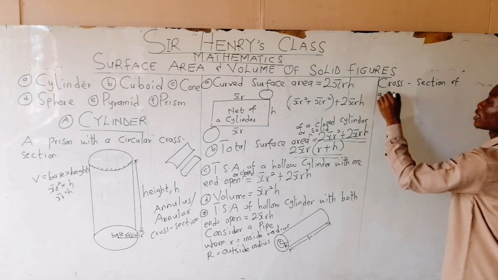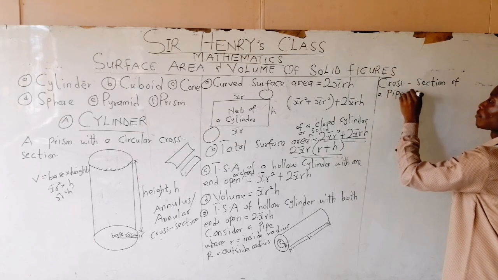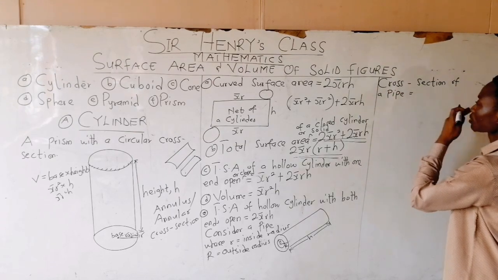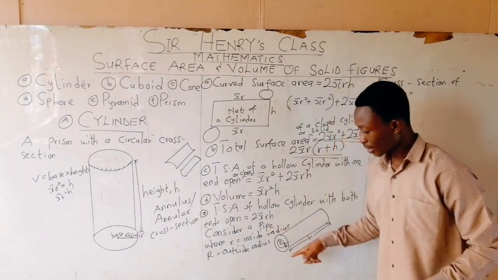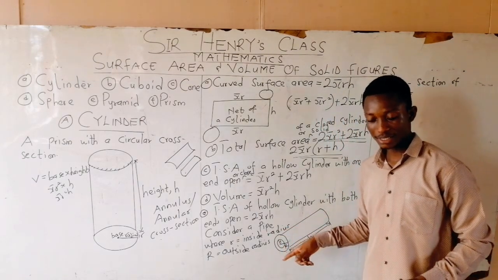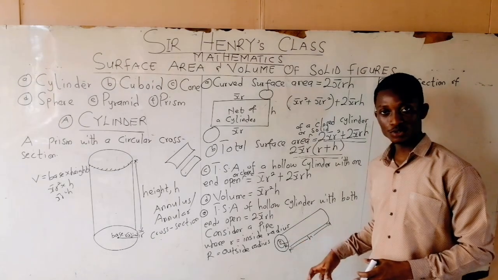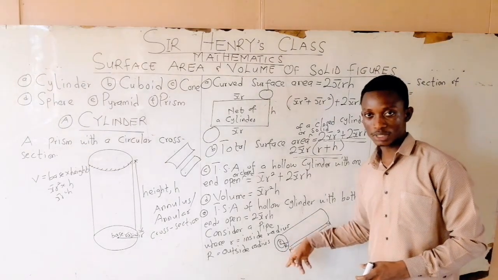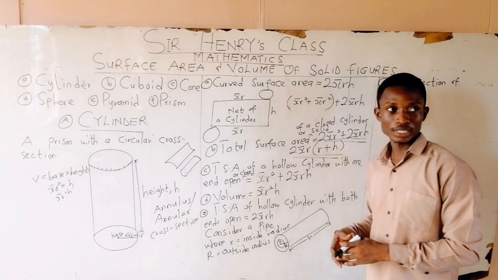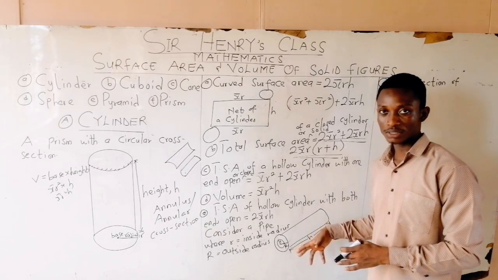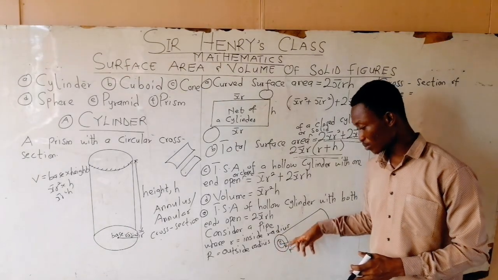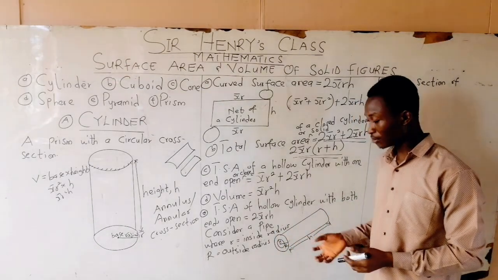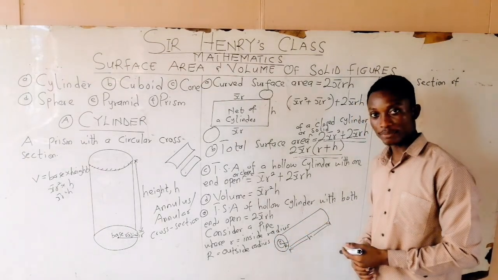Cross-section of a pipe. How do you find the cross-section of a pipe? Cross-section of a pipe simply means the surface, right? So how do you find the area of these two? We have a small circle and a bigger one. The small one is inside the big one. Find the area of the big circle, find the area of the smaller, and subtract it from the bigger one.